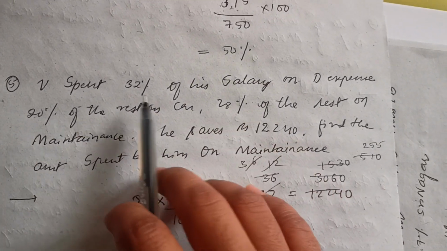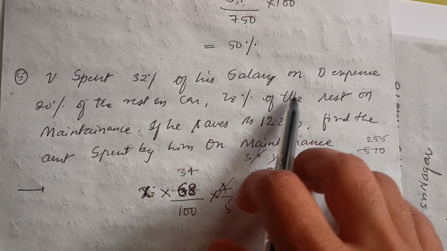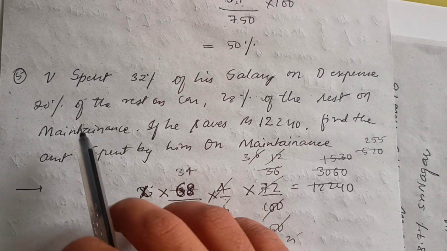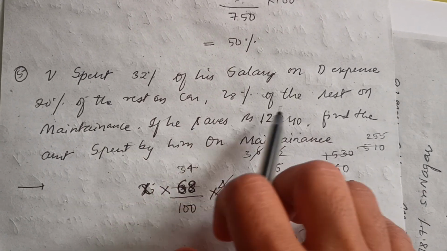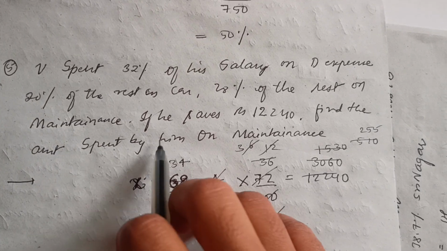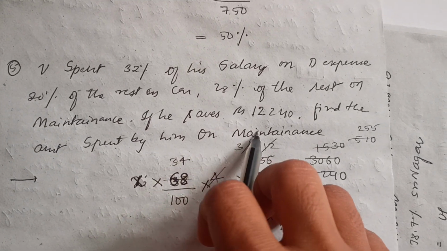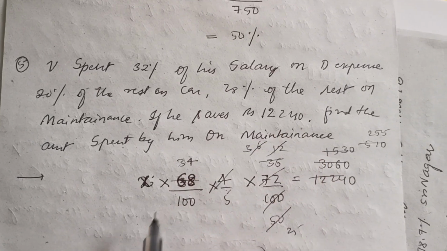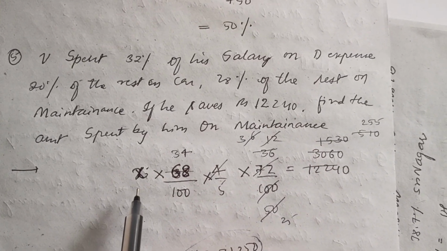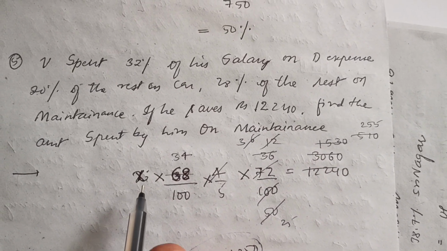Then he spent 32% of his salary on the daily expense, 20% of the rest on the car, and 28% of the rest on the maintenance. So if he saves rupees 12,240, find the amount spent by him on the maintenance. Initially we don't know what his salary was, so that's why I have taken it as x.